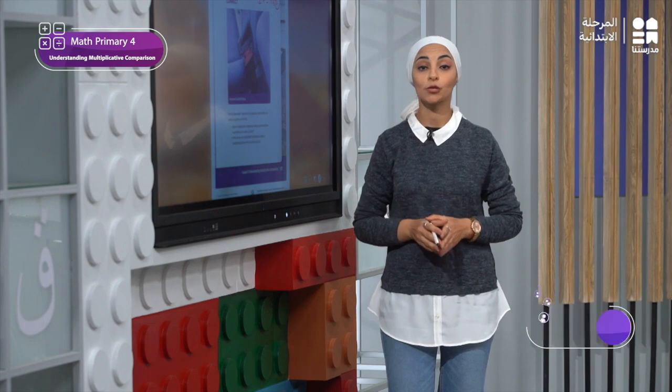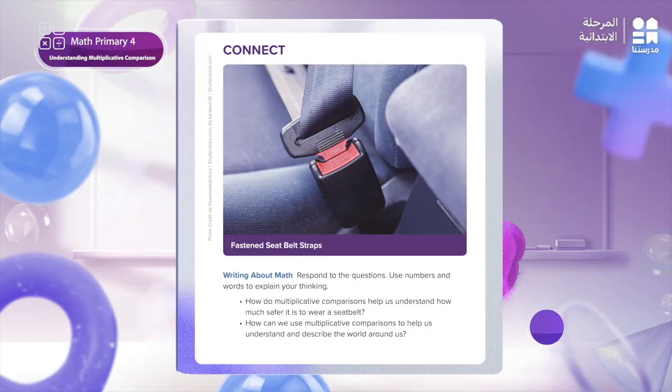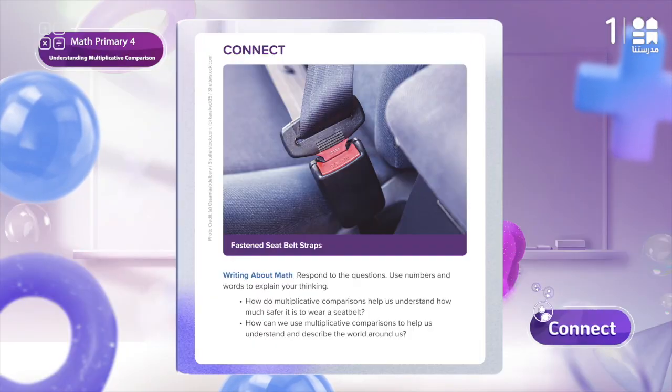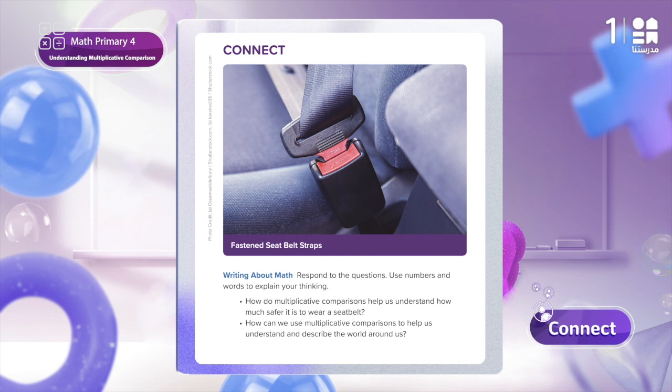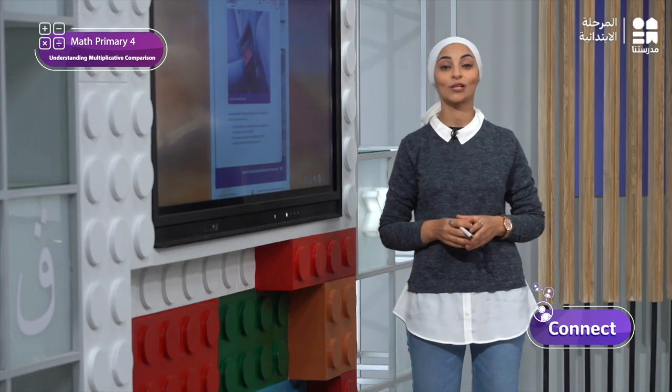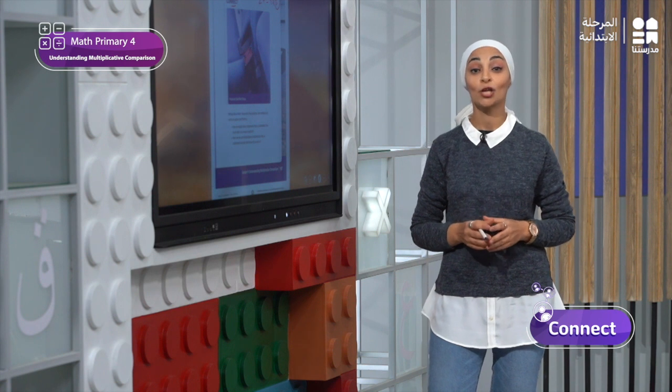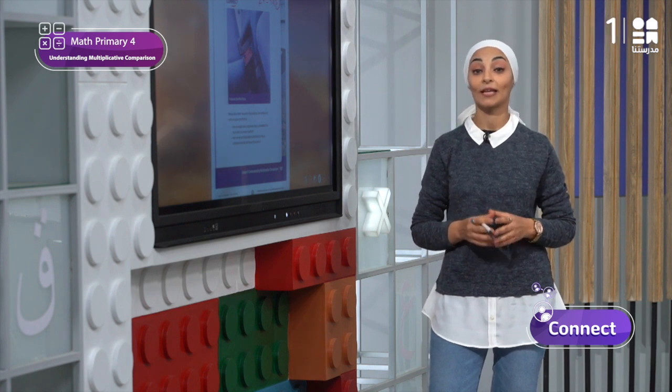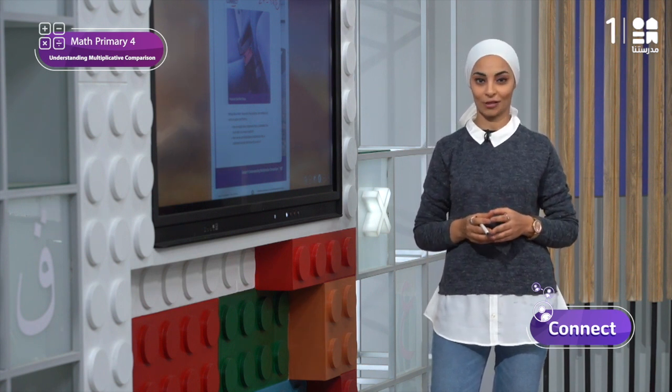Now we have finished our problems here. We will move now to connect on page 197. This is the connect part. I want you to think about the questions there and write how multiplicative comparisons help us to understand how much safer it is to wear a seat belt and how we can use multiplicative comparisons to help us understand and describe the world around us.